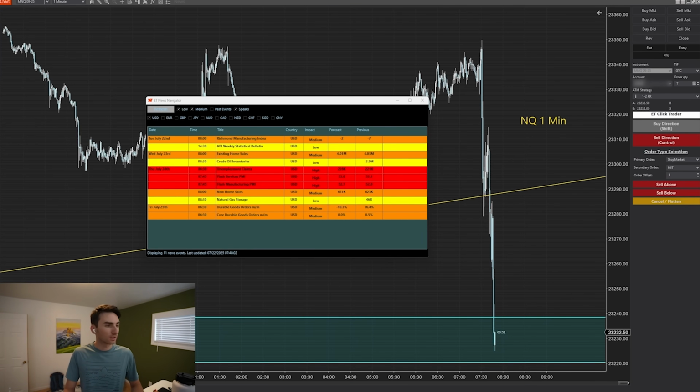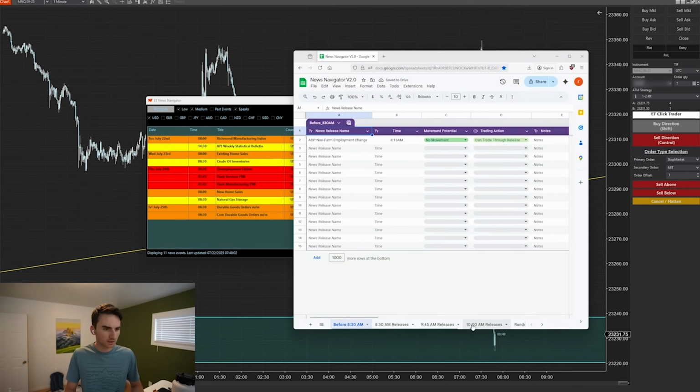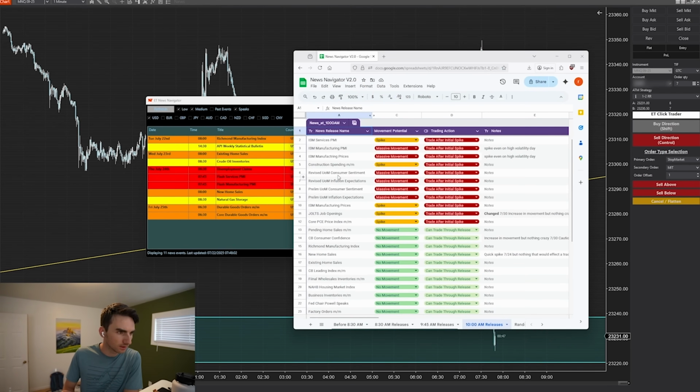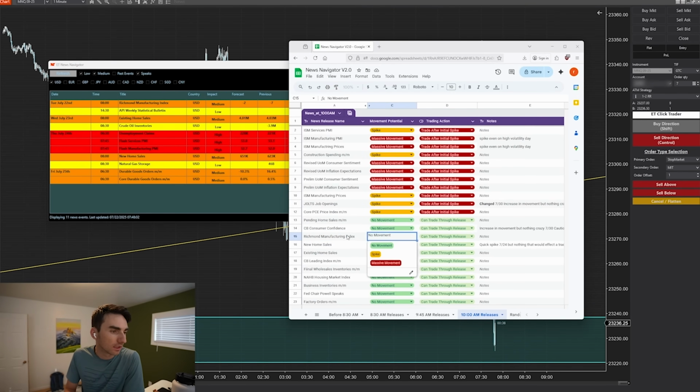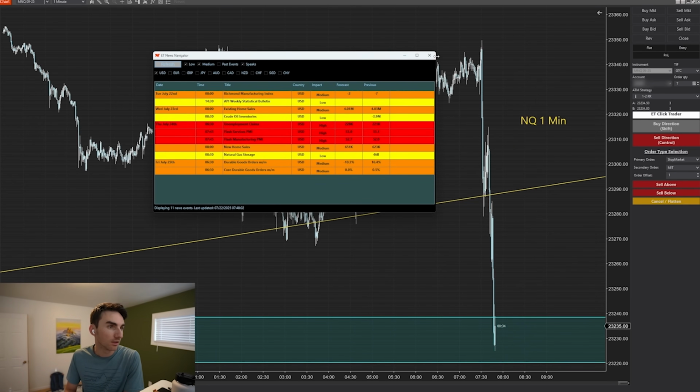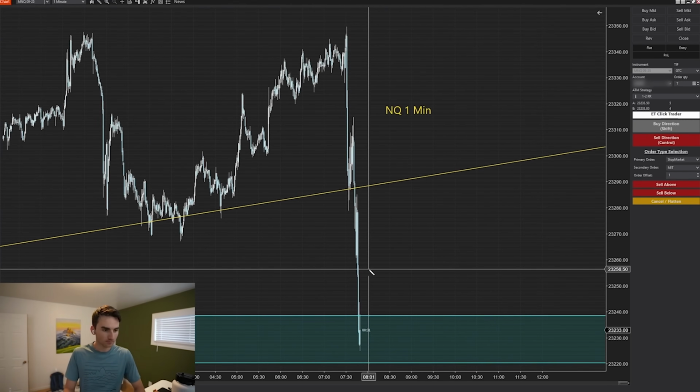There's also some news 30 minutes after the market opens. In terms of severity, it says it's orange. I think this one actually is the Richmond Manufacturing Index, which is actually green from my sheet, so theoretically it's not that big of a deal, but it will be up here in like 10 minutes.